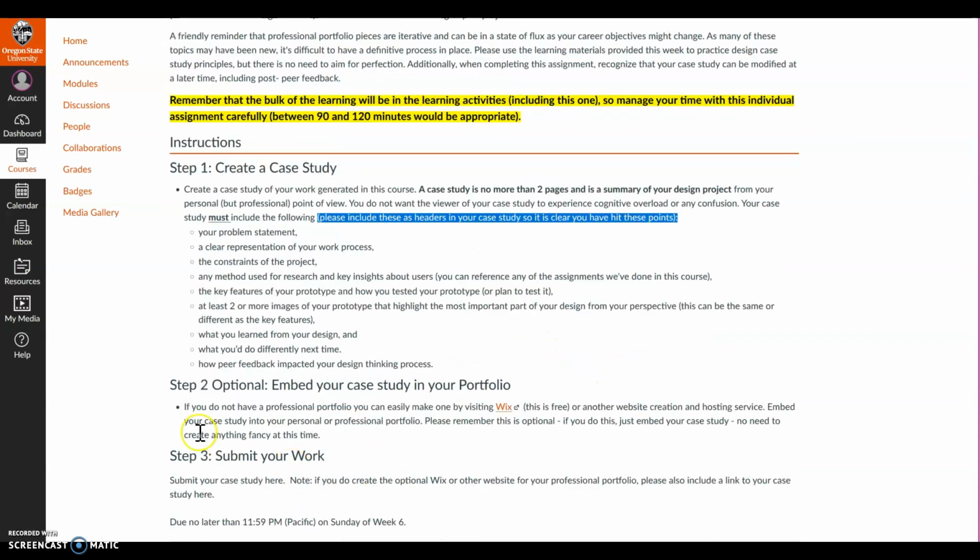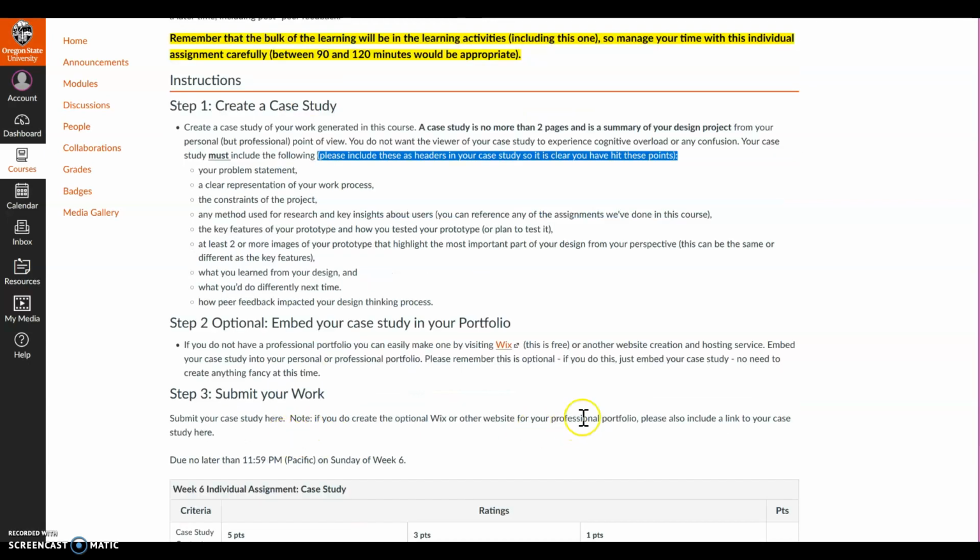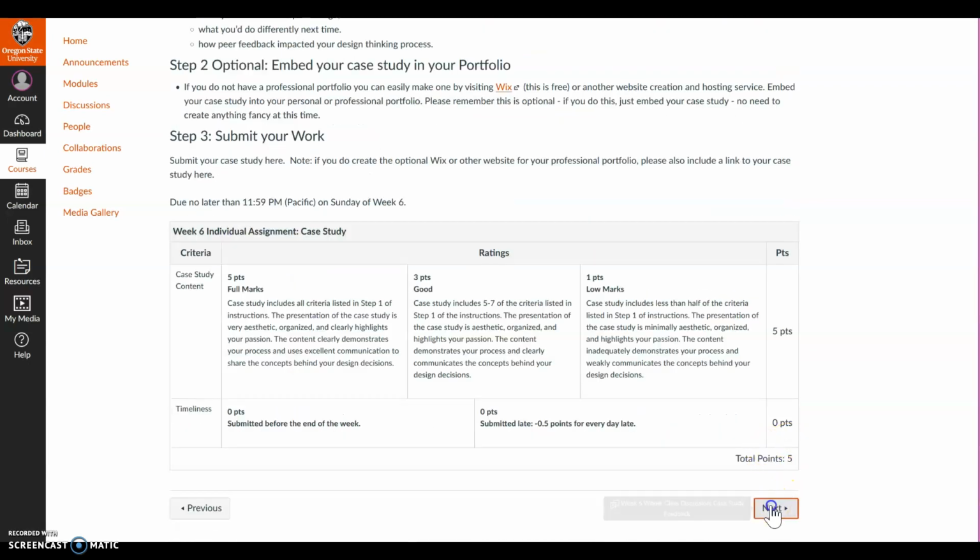And then here is where I mentioned there's an optional item to embed your case study in a professional portfolio by using a free website such as Wix. If you do not know how to do that, don't bother, or you can reach out to me during the week if you'd like, and I'm happy to help you. But this was just for you to be thinking about a way you might showcase your work. And then you will submit your case study here, and then here is the rubric.